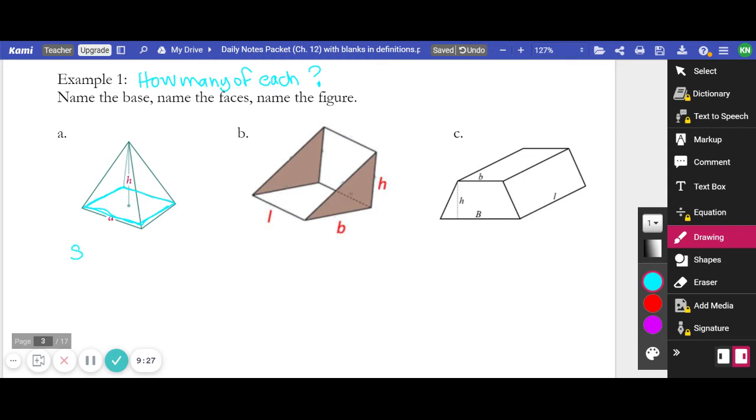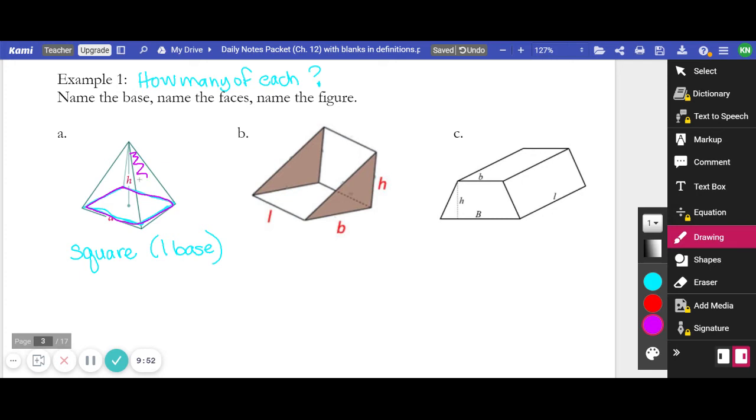And we could either call that a square or a rectangle. So that would be one base. The faces. The base actually counts as a face. So how many sides does it have? It has one base at the bottom.